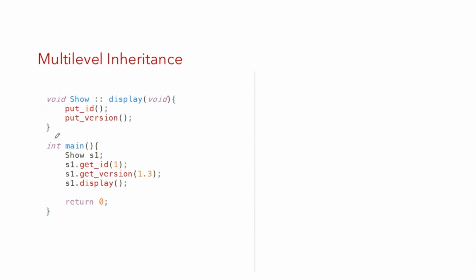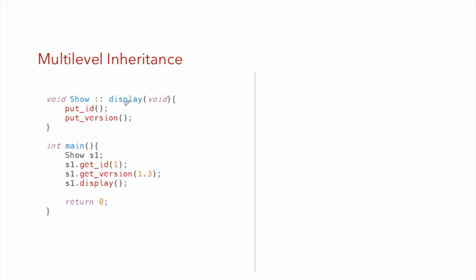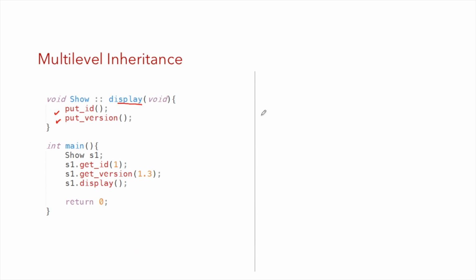Now let us check what happens when we write the main function. I forgot to mention one more function that we have declared over here, display. Here is the definition for the display function. It is just calling these two functions which belong to your class car directly. The reason it is able to call them is that these are public member functions, and because there's an inheritance from car to show, these functions are accessible.